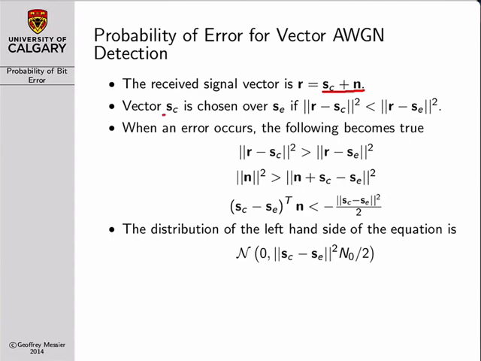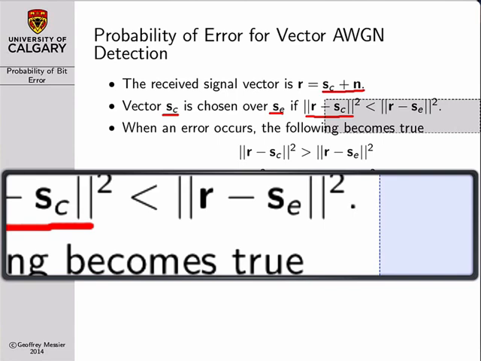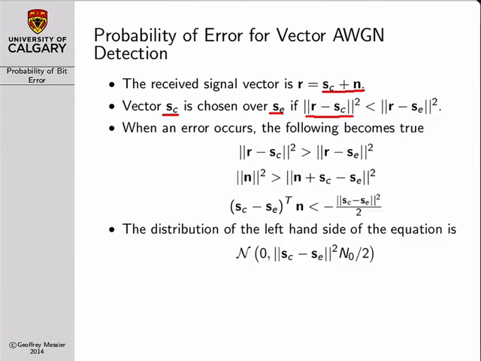And the correct vector S_C is chosen over an error vector S_E as long as the squared distance between the received vector and the correct vector is less than the squared distance between the received vector and the error vector. So when an error occurs, the following becomes true. The squared distance from the received signal vector to the correct one is now larger than the squared distance between the received vector and the error vector.